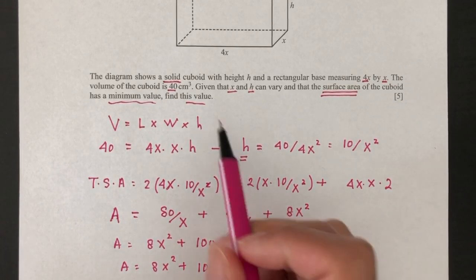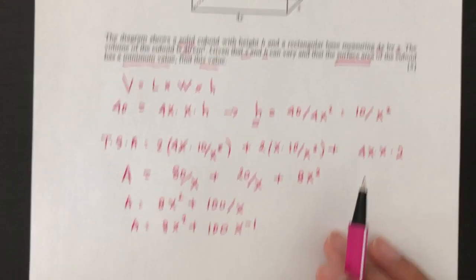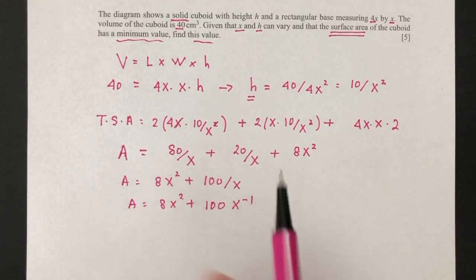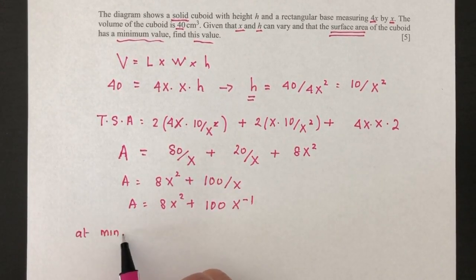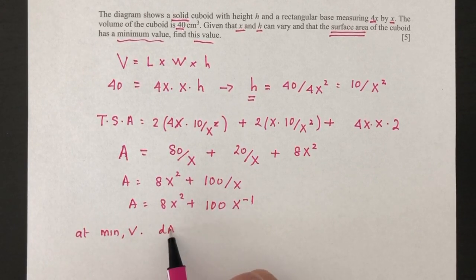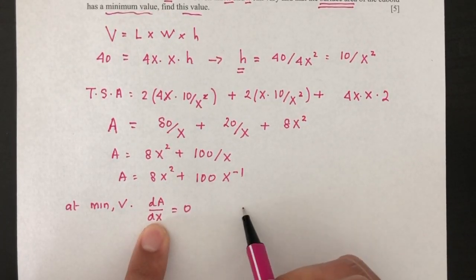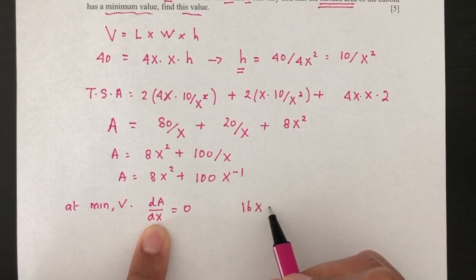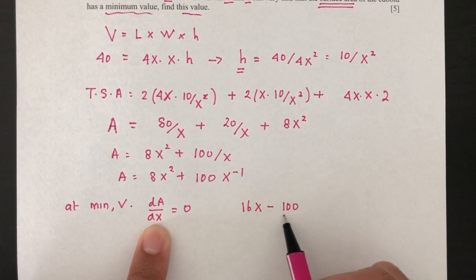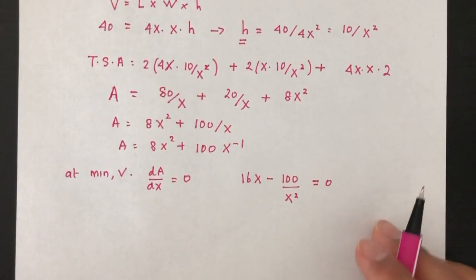Now we have to find the area at the minimum value. So we have to find the value of x at which A is minimum. So you should know that at minimum value, dA by dx is equal to 0. So let's find that. Let's find dA by dx. That will be 16x minus 100 over x squared equal to 0. Now find the value of x.